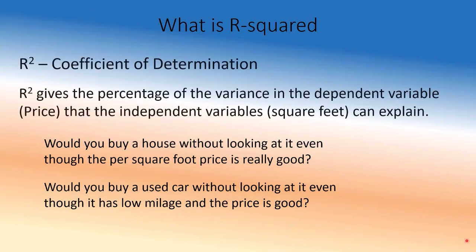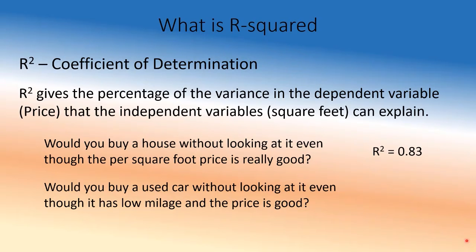So officially, R squared is called the coefficient of determination, and it gives the percentage of variance in the dependent variable, which is the price of the house or price of the car, explained by the independent variable, that's square feet or the number of miles driven. So for instance, for the house, R square is 0.83. That basically means that square footage explains 83% of the price change of the house.